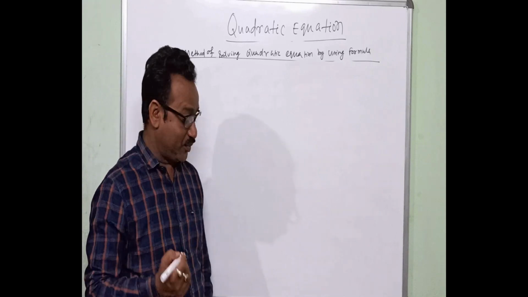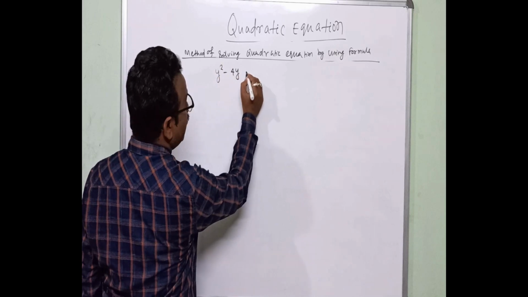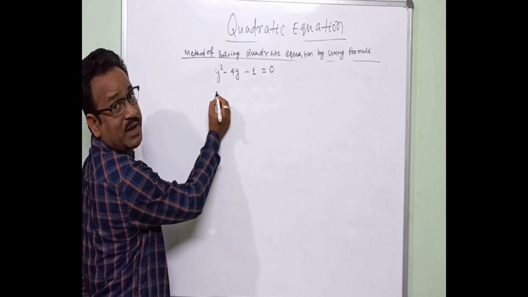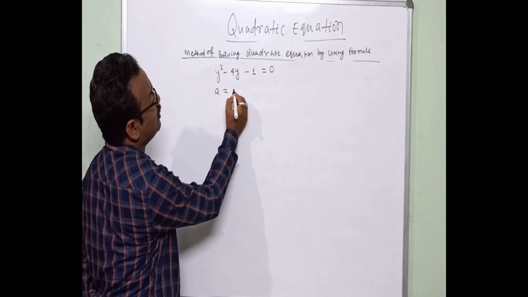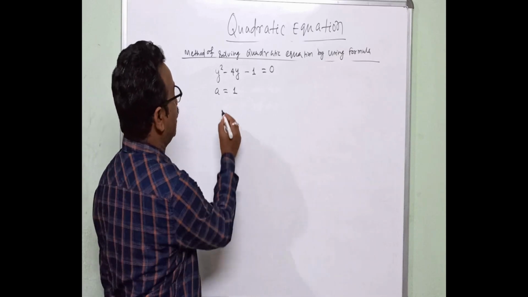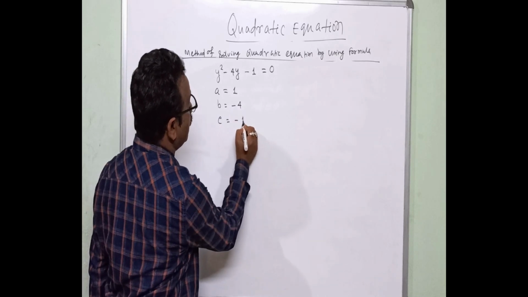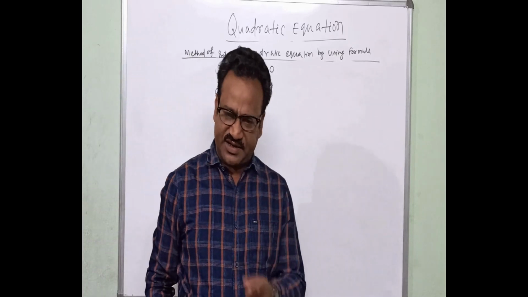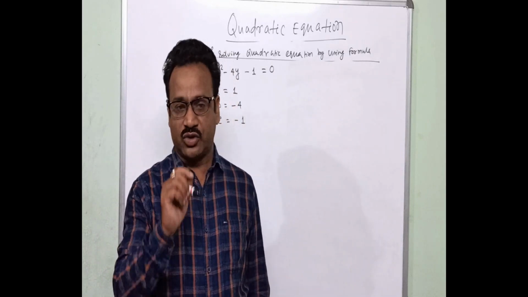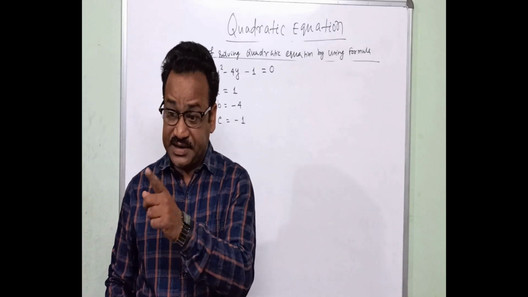The second example, let us see: y square minus 4y minus 1 is equal to 0. Here, what is the value of a? Yes, the value of a is equal to 1. And what is the value of b? The value of b is equal to minus 4. What is the value of c? It is equal to minus 1. So now tell me, what is the formula to find the root of the equation? x is equal to, yes, anybody? Yes, you?